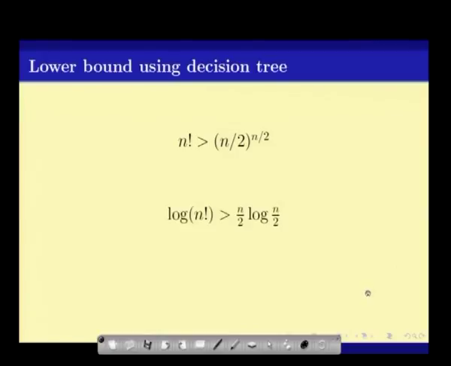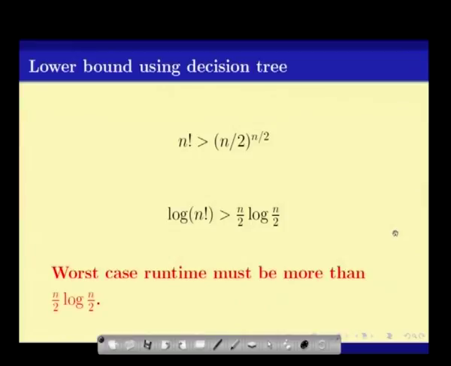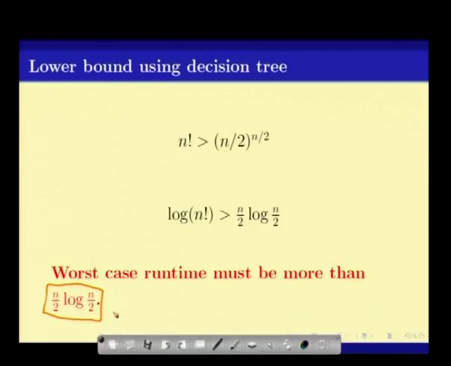And thus log of n factorial is greater than n over 2 log n over 2, which means that the worst case runtime must be more than n over 2 log n over 2. This is a very interesting and important observation: no comparison based algorithm can get better than n over 2 log n over 2 runtime. So this is what we call the lower bounding of the time complexity.